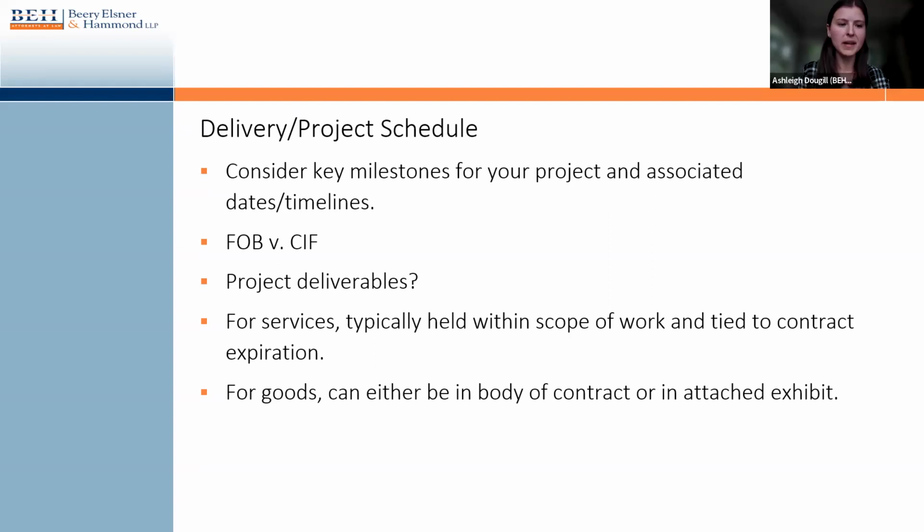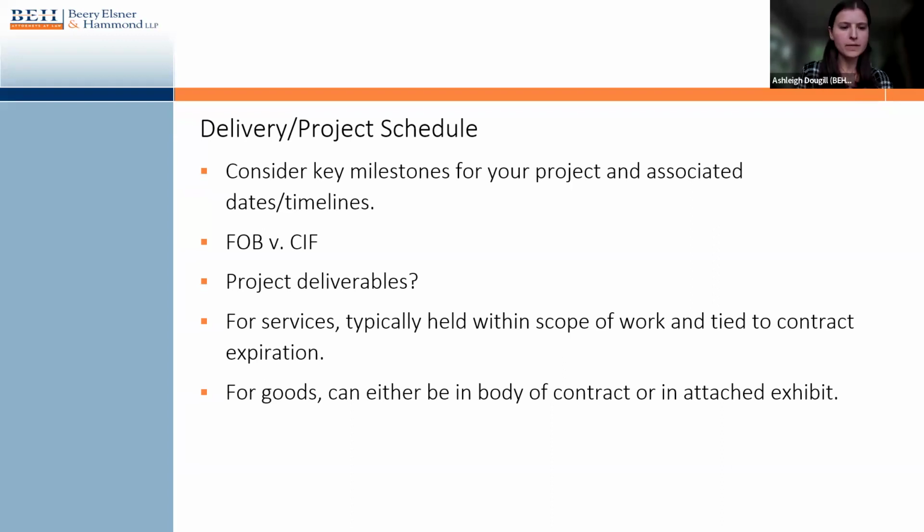Those are common phrases, common acronyms that you see in the context of a delivery schedule for goods. In the context of services, it's important to consider, like I said, what are the actual project deliverables, and are there any specific dates that you need for that? As far as location, for services, you typically see those within the actual scope of work, that separate exhibit. And usually the completion of the services are just tied to the contract expiration to make it easy. So by the time the contract expires, those services should be complete.